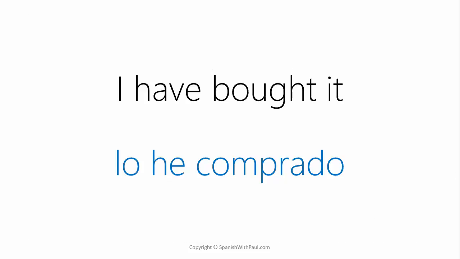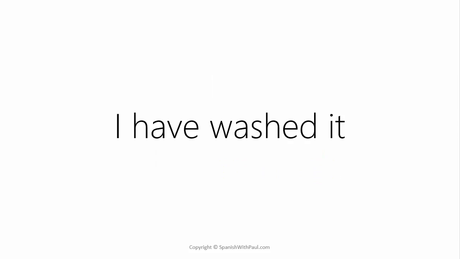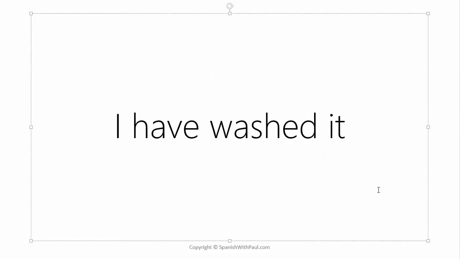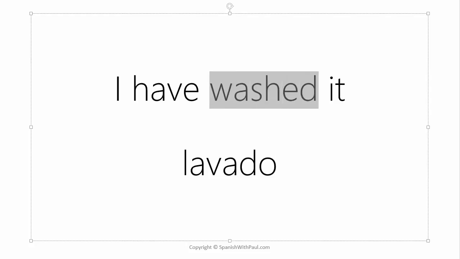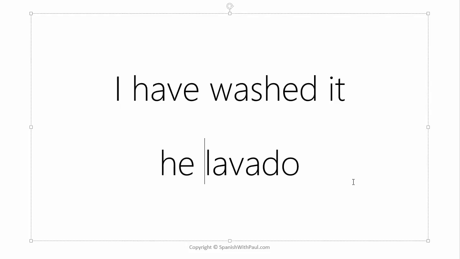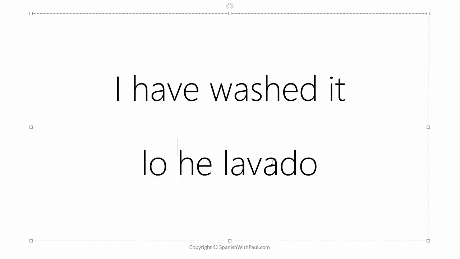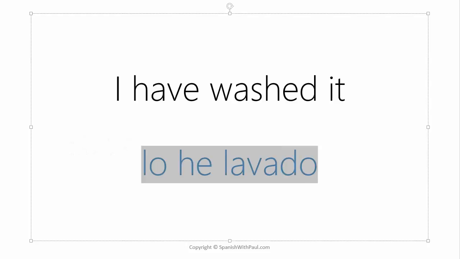Let's look at another example. We have here, I have washed it. So again, the verb to wash is lavar, and this AR ending goes to ado, that sound, ado. So we have lavado would be washed, in the past now. And again, the I have becomes he. So he lavado would be I have washed, and then the it comes all the way up front. So lo he lavado, I have washed it.